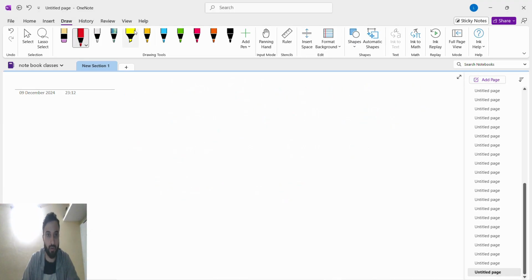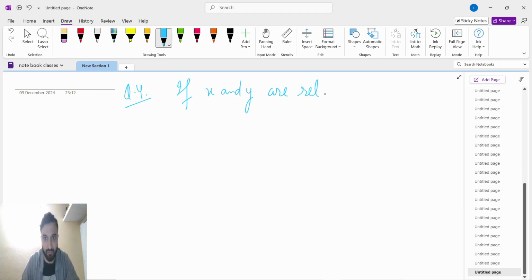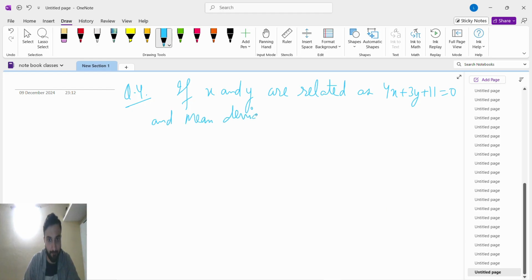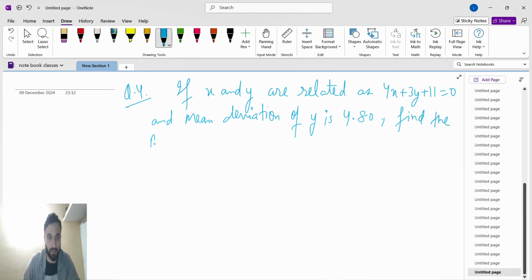Then the next and the last question we are going to do. Question number 4: if x and y are related as 4x plus 3y plus 11 equals 0, and the mean deviation of y is 4.80, find the mean deviation of x.